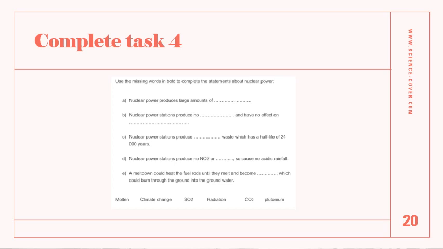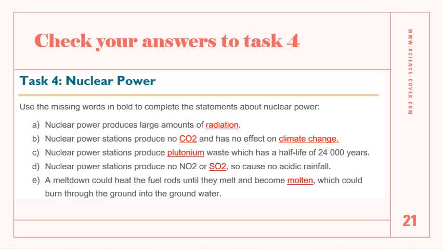Now pause the video and complete task 4. Let's check our answers to task 4. Nuclear power produces large amounts of radiation. Nuclear power stations produce no CO2 and have no effect on climate change. Nuclear power stations produce plutonium waste, which has a half-life of 24,000 years. Nuclear power stations produce no NO2 or SO2, so cause no acidic rainfall. A meltdown could heat the fuel rods until they melt and become molten, which could burn through the ground into the groundwater.